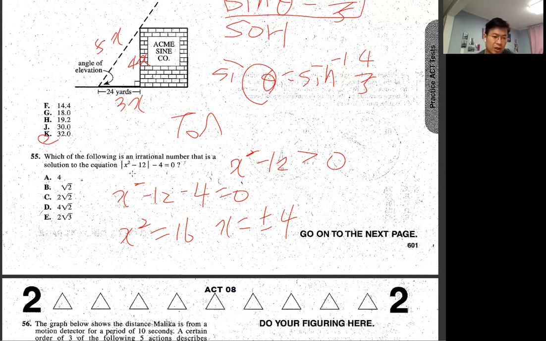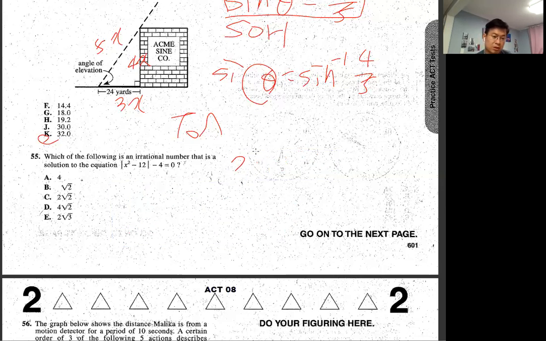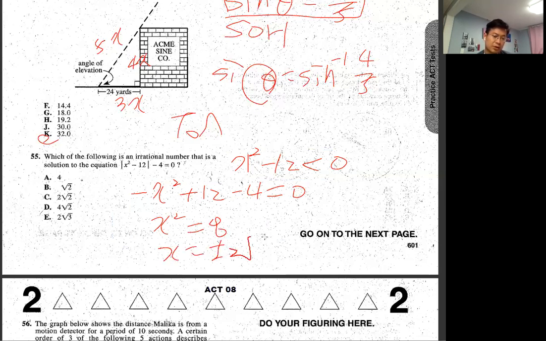And then second, if this is minus, so we just take this one out. If x squared minus 12 is negative, then it will come out as minus. X squared equals 8. X has to be plus or minus 2. This is one way you can do.